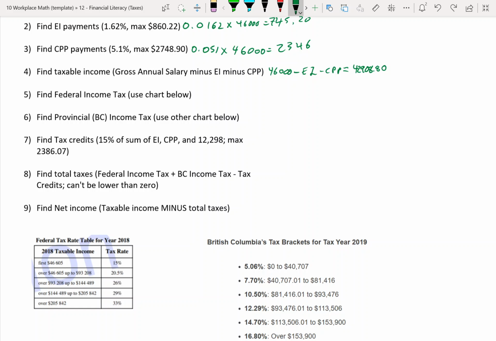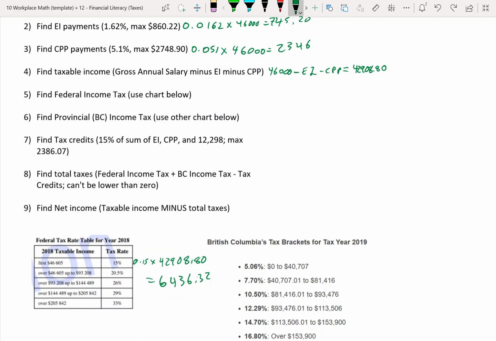We're less than this number, so we're just going to do 15%. So 15% times 42908.80, and that's going to give us our federal tax. Okay, so 0.15 times 42908.80. So that gave me 6436.32. So that means you have to pay over $6,000 in federal tax.